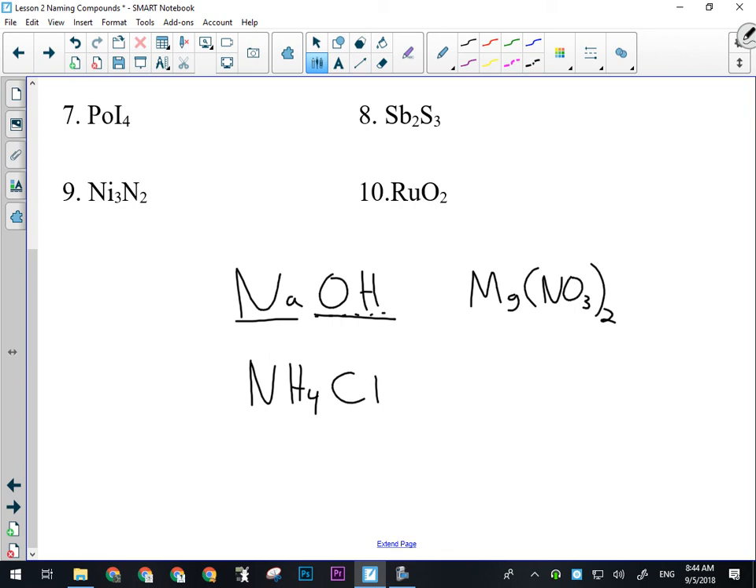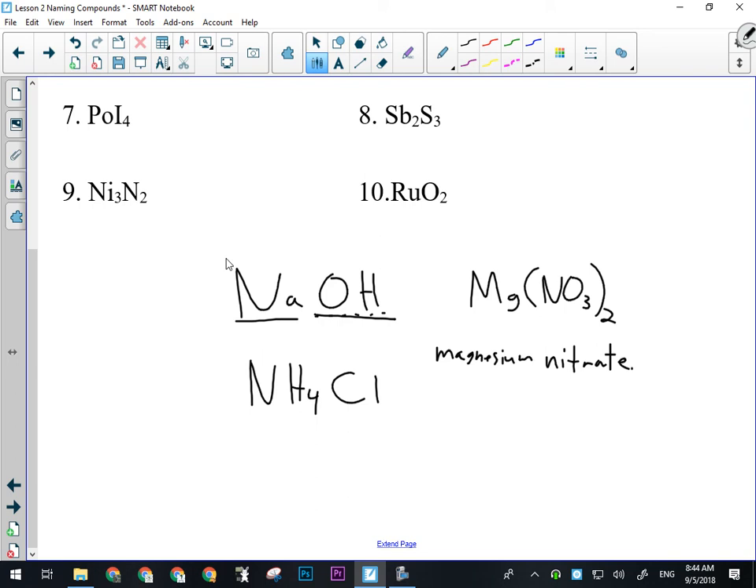What's Mg? It's magnesium. And what's NO3? Nitrate. This is just magnesium nitrate. It looks like it should be a lot more complex than that, but it's an ionic compound. The numbers don't affect the names.